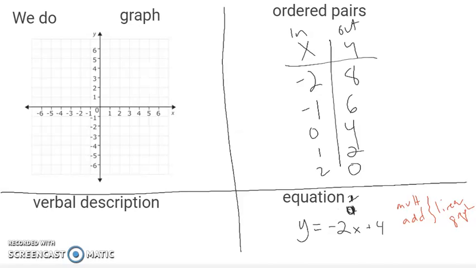So here we go. -2, 8 will be up there. -1, 6, 0, 4, 1, 2, 2, 0. And as promised, I do have a linear graph with a negative slope. Down it slopes, and we've got a line.